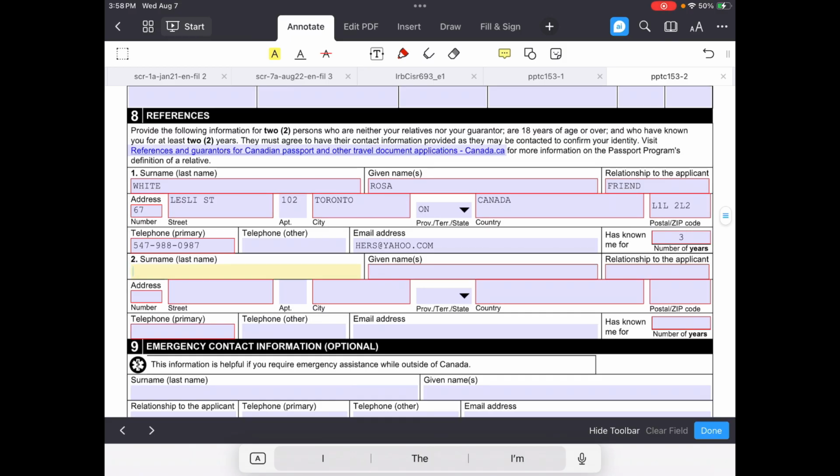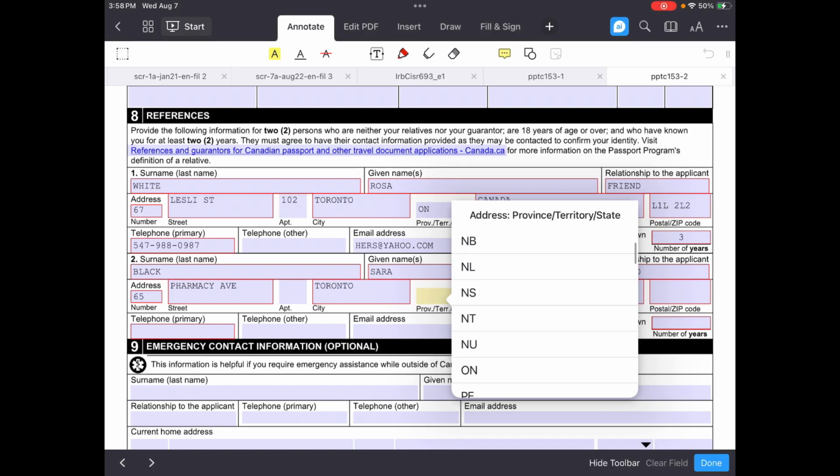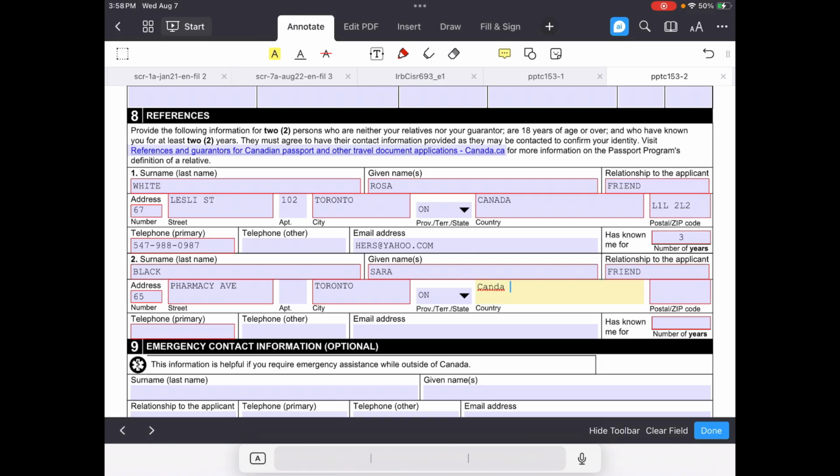We're gonna say it's, I don't know, Black is their family name. Their name is Sarah. Relationship, we're just gonna say friend again. Their address is 65 Pharmacy Avenue, and they're in the house. They don't have an apartment number, so I can just leave it blank. And then I'm gonna say Toronto, Ontario, and country, Canada.